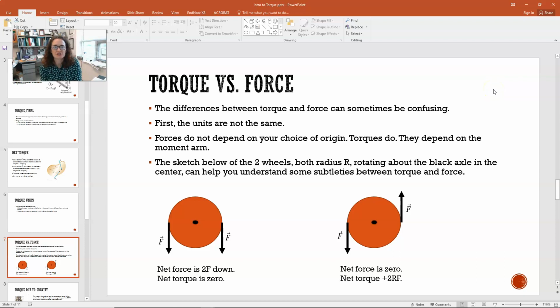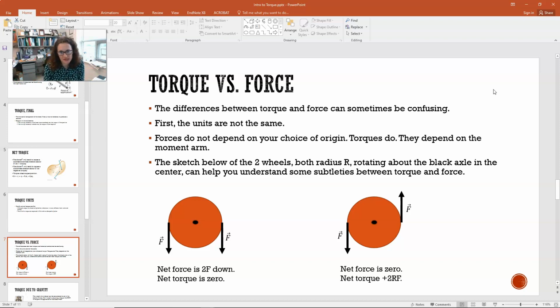Now, sometimes students get torque and force confused, and they use language which says, I've got a force on the object causing it, so the language gets screwed up sometimes too. So I like to emphasize the differences between torque and force. So first of all, the units aren't the same, okay? The units of force are newtons, and the units of torque are newton meters. So that's different. Now, here's another big difference.